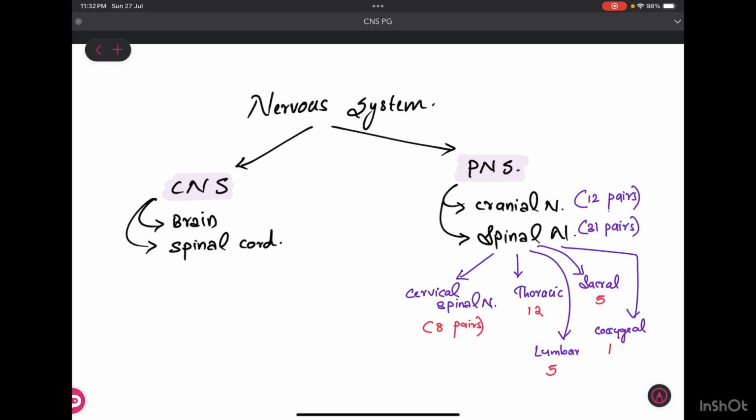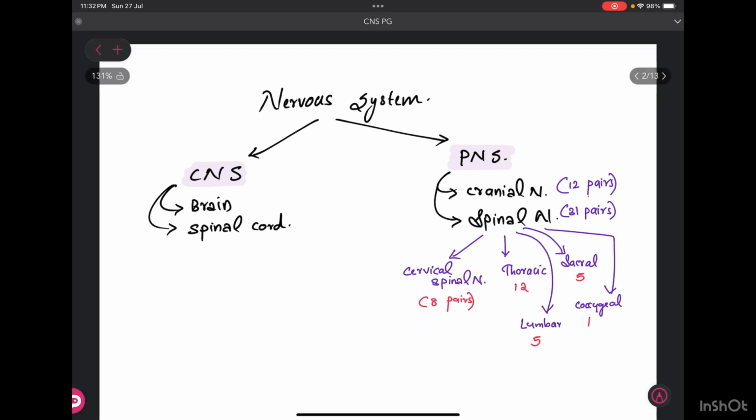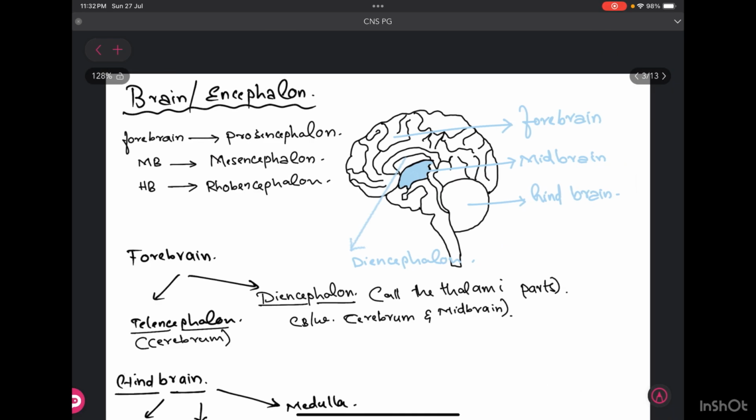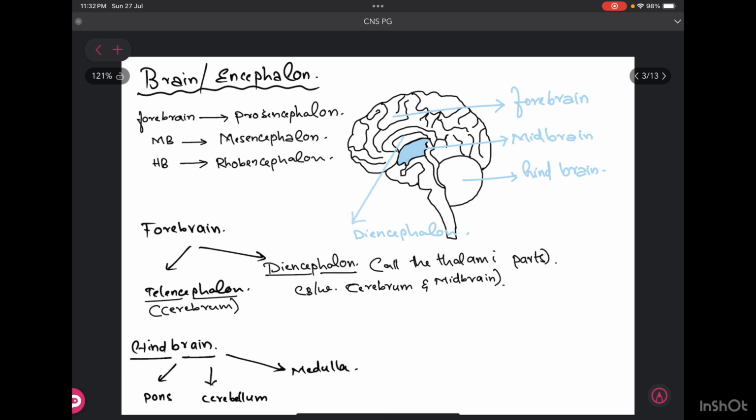The cervical spinal nerves consist of 8 pairs out of 31 pairs. Thoracic, it is 12 pairs. Lumbar, it is 5. Sacral, also 5. Coccygeal comprises 1 pair of spinal nerves. So this is the basics: the nervous system is divided into the central nervous system and the peripheral nervous system. The central nervous system includes the brain and spinal cord. The peripheral nervous system includes the cranial nerves and spinal nerves. I guess this much is clear. So next, we will start with the central nervous system.